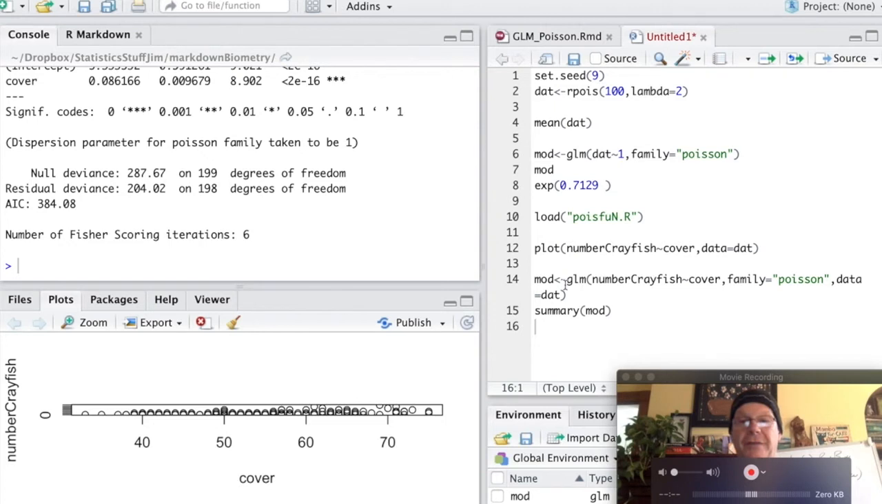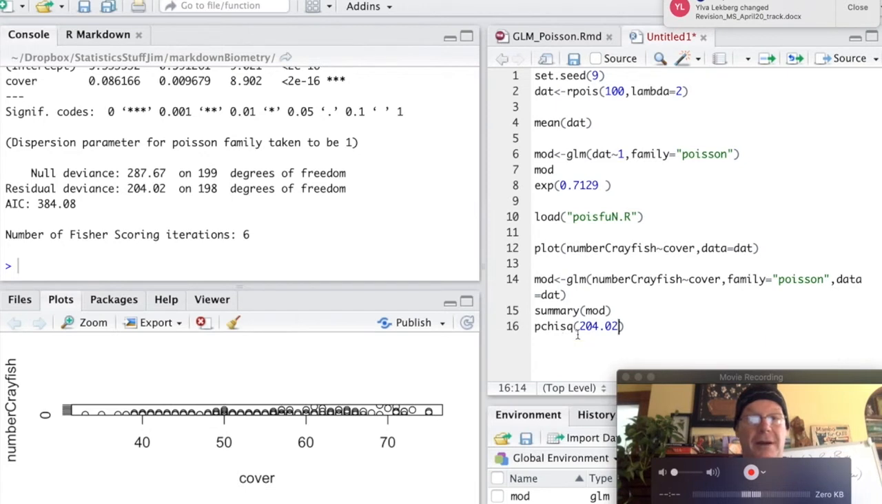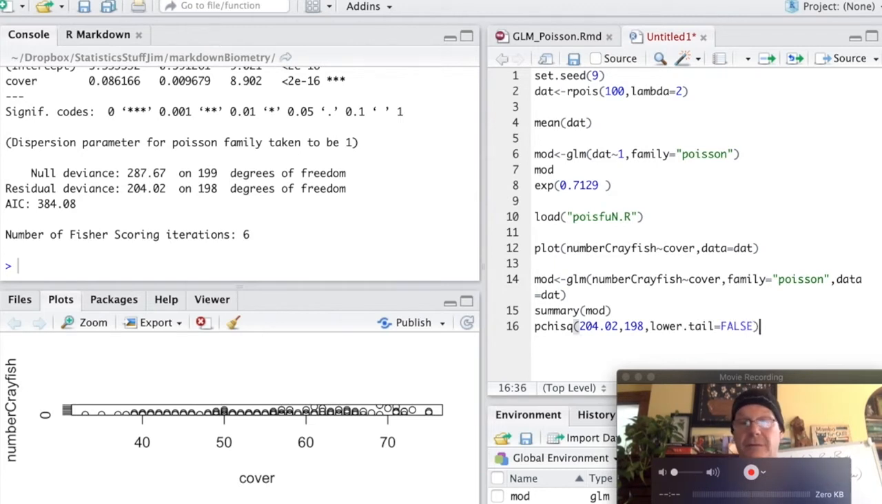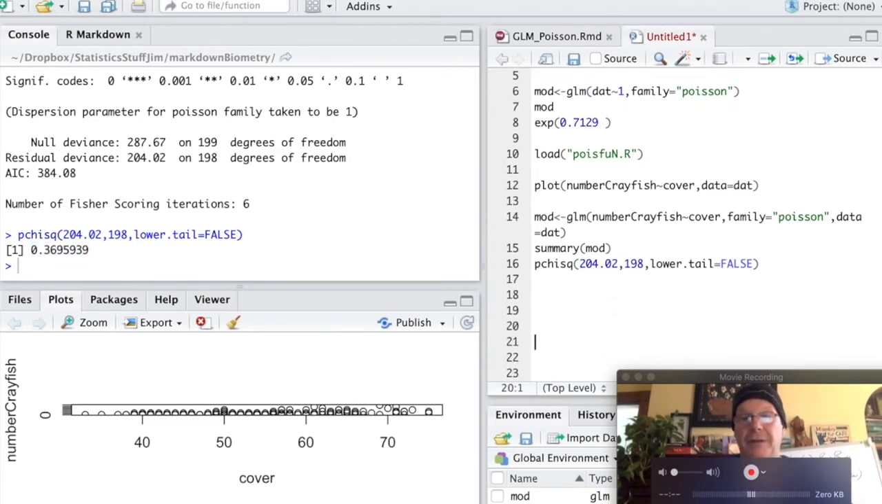But we could check and see how good we feel about this particular deviance by popping it into a chi-squared distribution, where we will have 204.02, and we will have 198 degrees of freedom, and we will say lower tail equals false, and that would be the p-value. So that means that our data are not significantly different from our predicted values. So our model's doing a good job at actually predicting our data, and that should make us definitely feel pretty good.